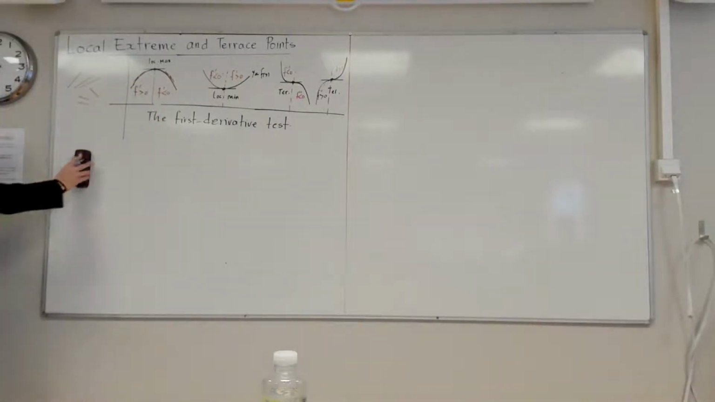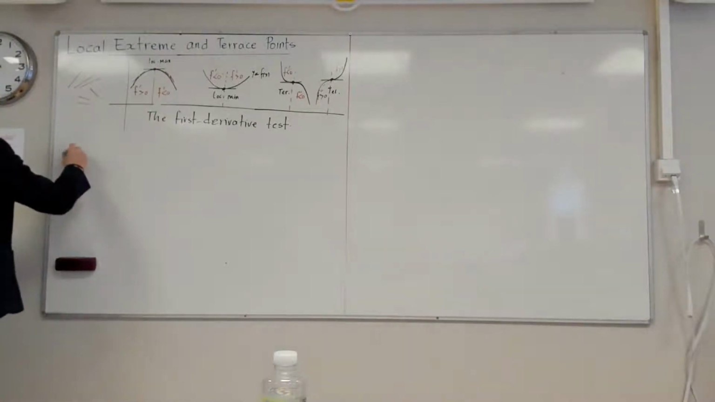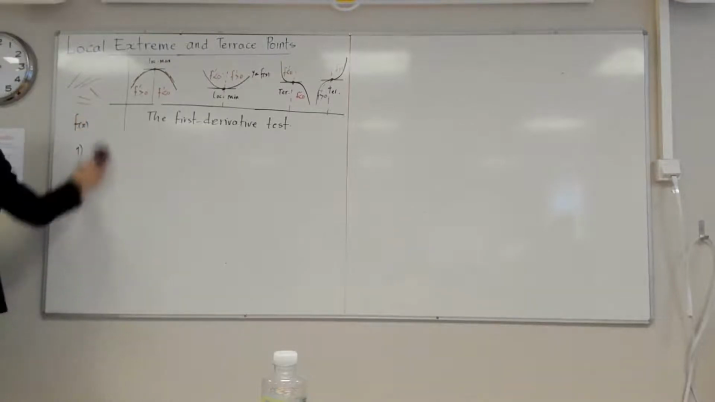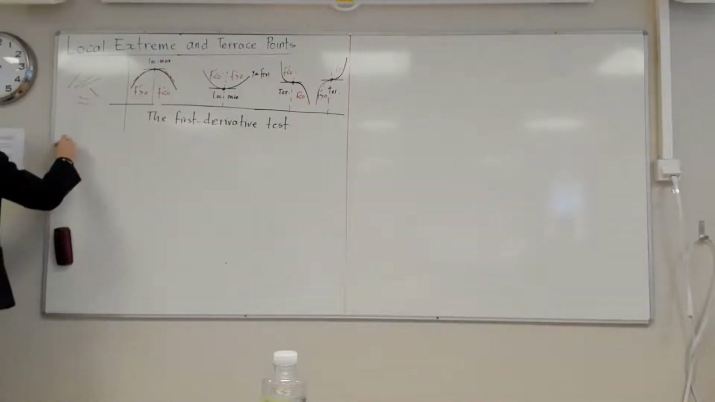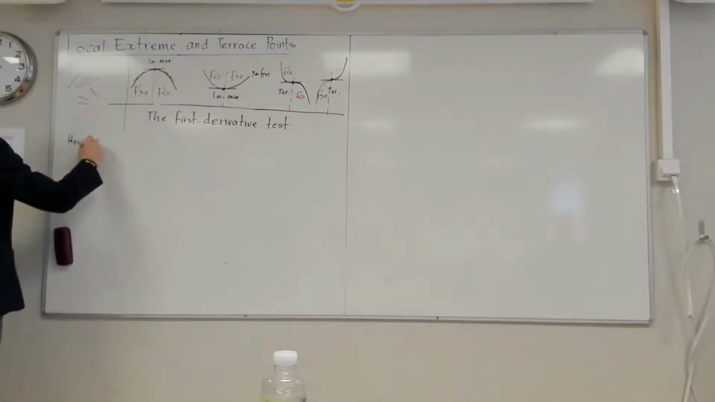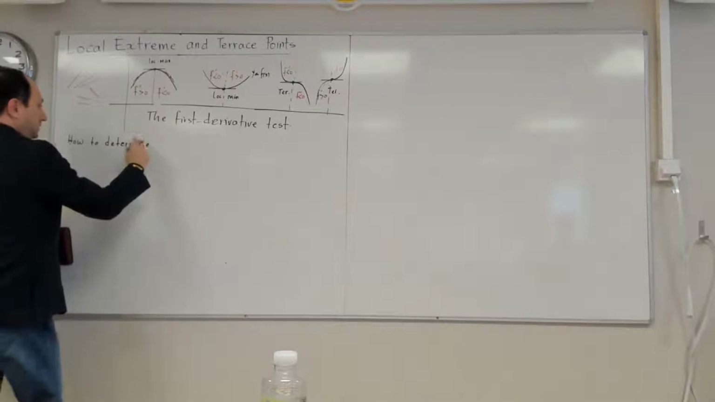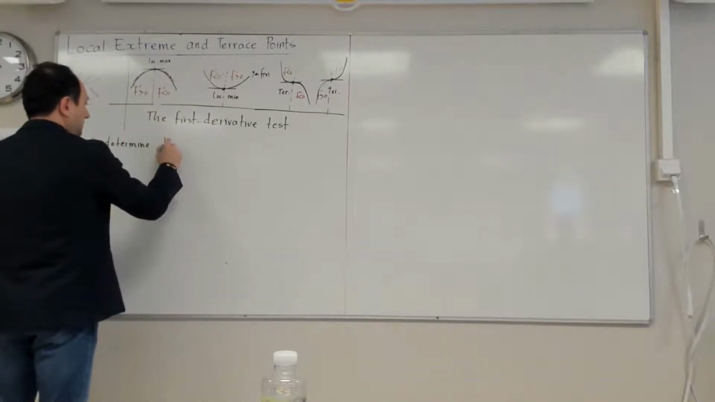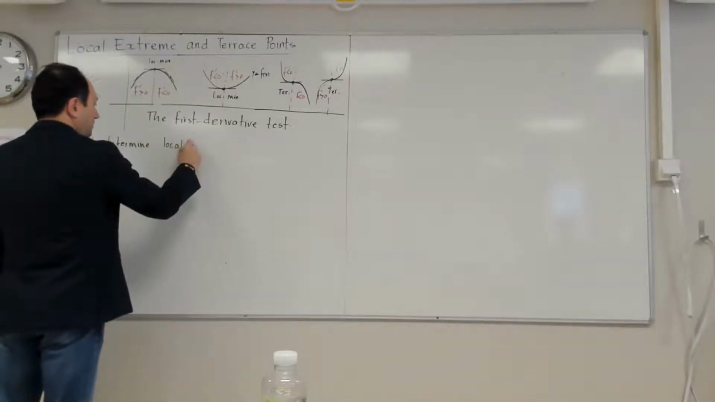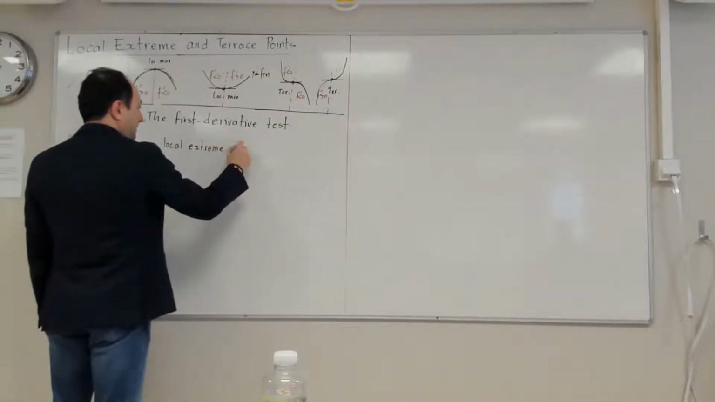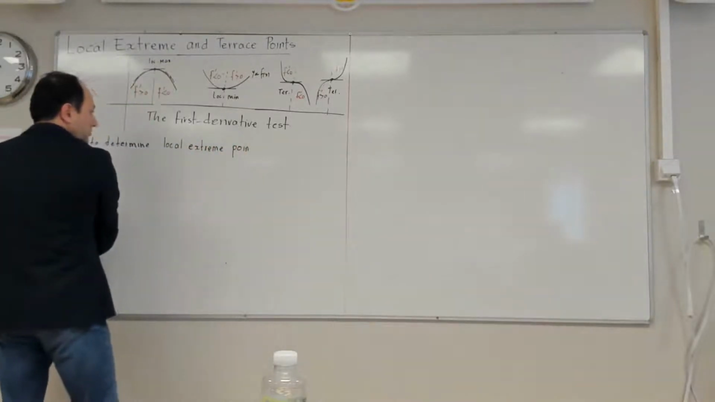So now, can you cook up an algorithm? What should we do if we want to do this? The first step we do, what is this? I give you a function f of x. So let me write this. How to determine local extreme and terrace points.